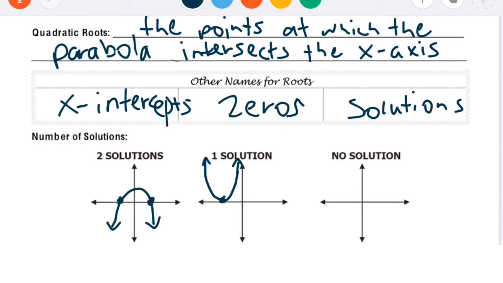Now not every parabola has to intersect the x-axis. Here's an example of one that would not. So there would be no solution. It does not intersect the x-axis.